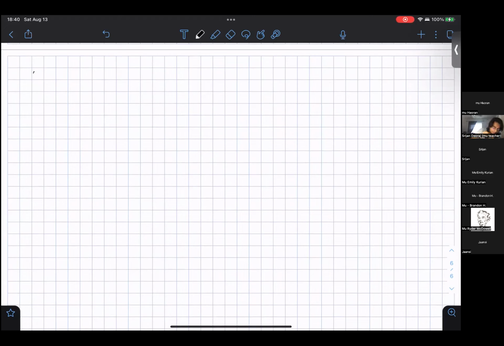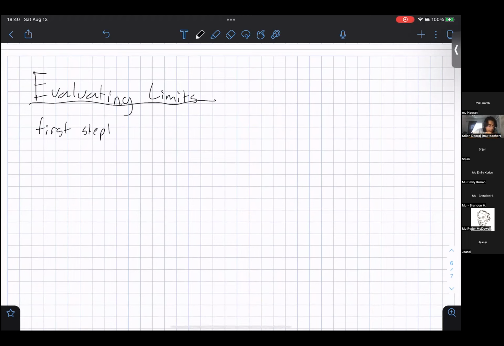Basically, your first step whenever you are solving a limit is to plug in f of x.